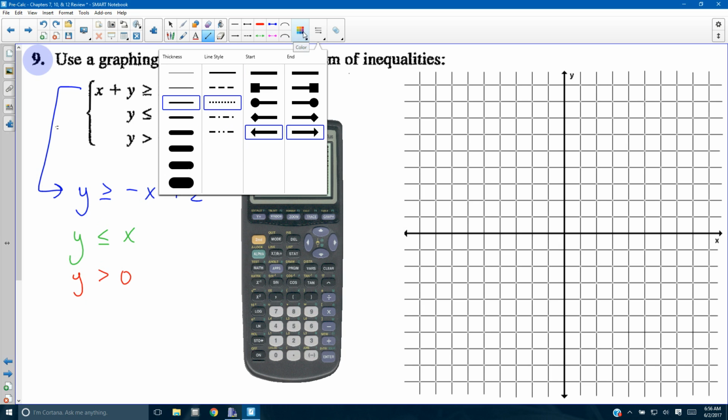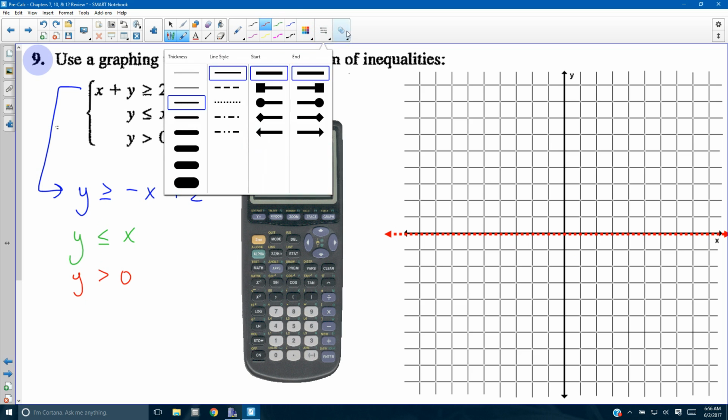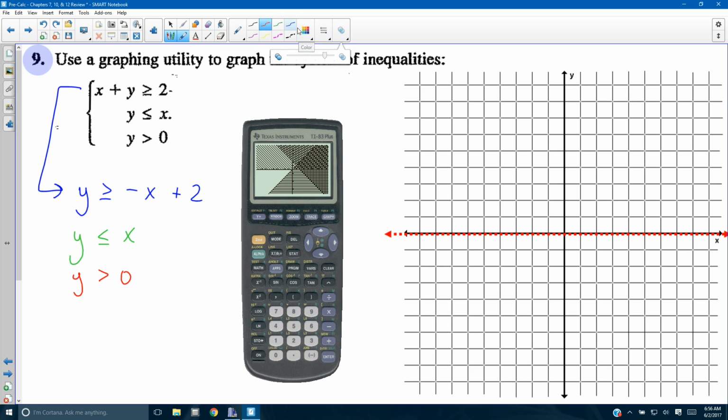I'm going to do y is greater than 0 first. It's going to be a dotted line. It's going to be going across the x-axis like this. And I'll be shading above, above, above. So let's go ahead, shade above, and make it thick. And here we go. That's where we're shading here according to the graph.